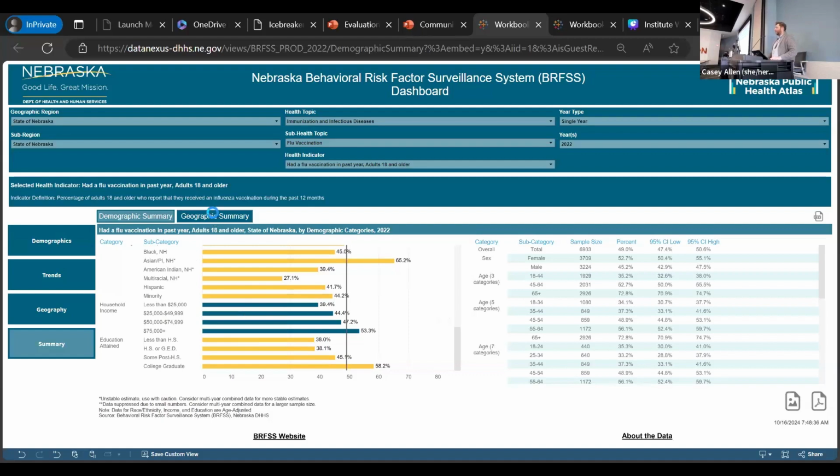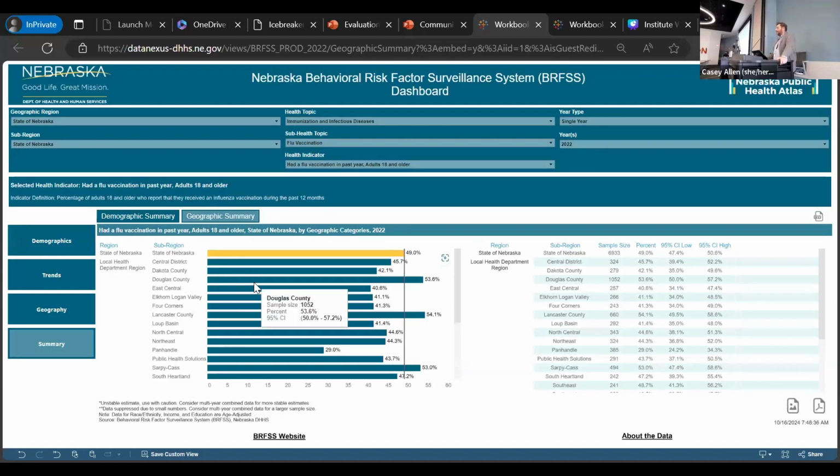You can also get a geographic summary. And this is going to be a comparison of all of the districts against the overall Nebraska vaccination rate. And again, you can see our more urban districts have those higher rates of vaccination.